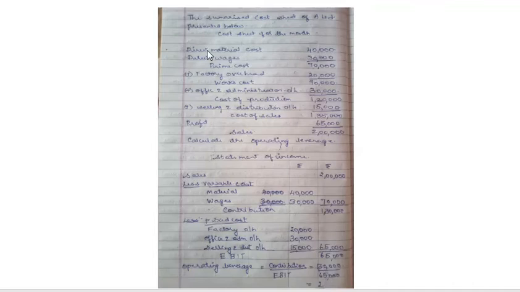Here you have to distinguish variable cost and fixed cost. Variable cost is material cost and labor cost or wages. Then fixed cost is factory overhead, office overhead and selling and distribution overhead. Okay.